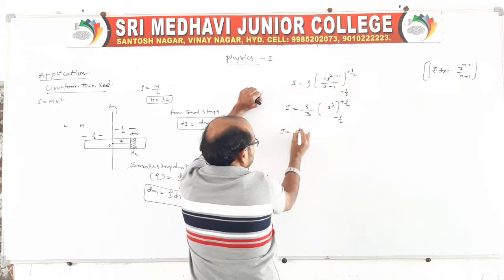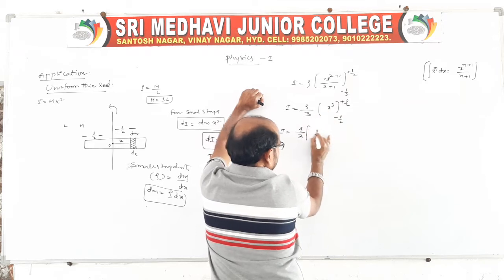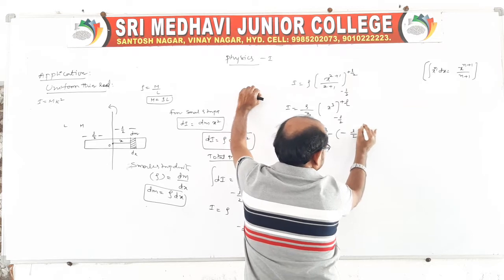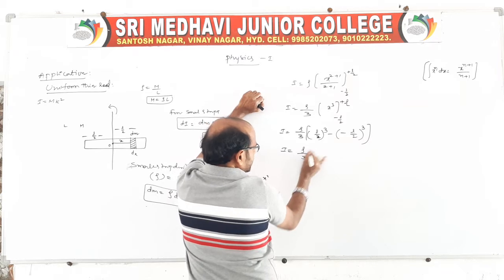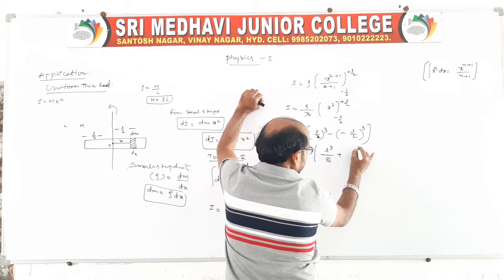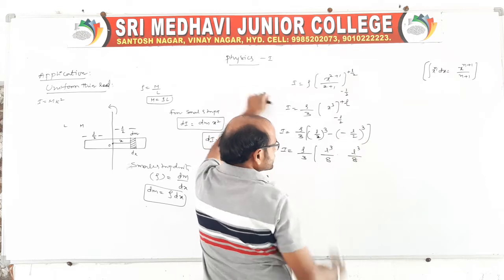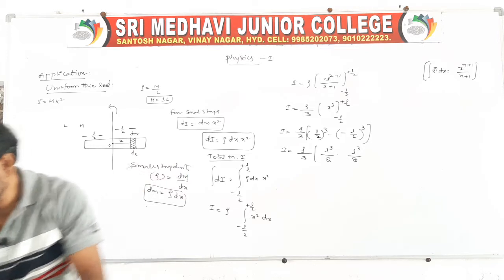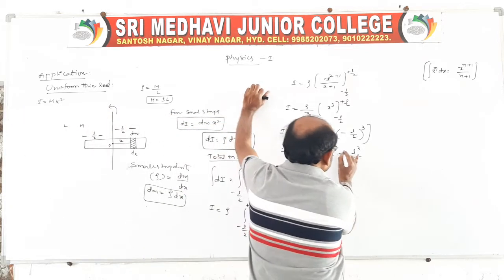So I is equal to rho by 3 into, now you substitute the upper limit first, then the lower limit: L by 2 whole cube minus, within the bracket, minus L by 2 whole cube. So I is equal to rho by 3 into L cube by 8 minus minus L cube by 8. Again we get a minus cube, so minus of minus becomes plus. So here we will get a plus.